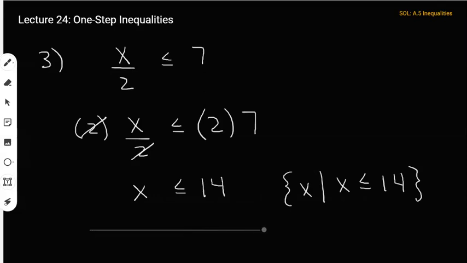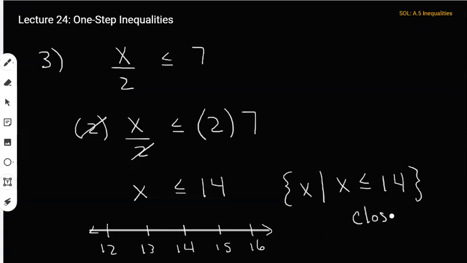And then my number line is going to be at the bottom. I'm going to put 14 in the middle. 15 and 16 are going to go on the right side. And 13 and 12 are going to go on the left-hand side. Since it's a less than or equal to symbol, I'm going to need a closed dot on the 14.